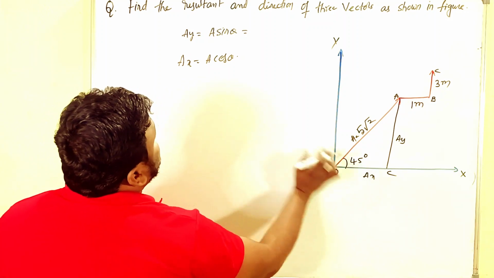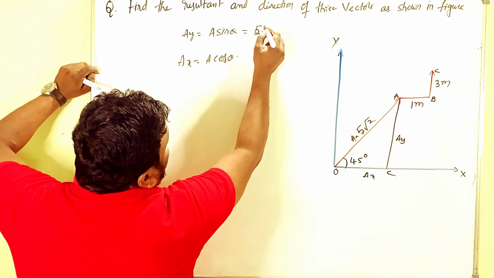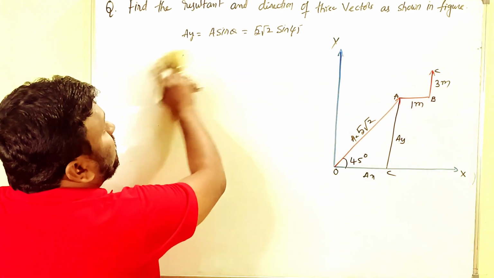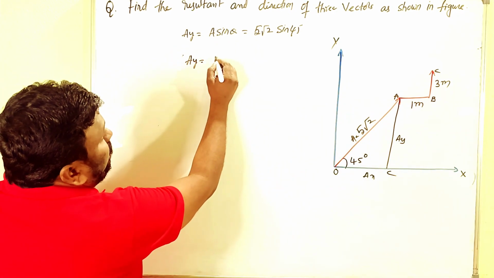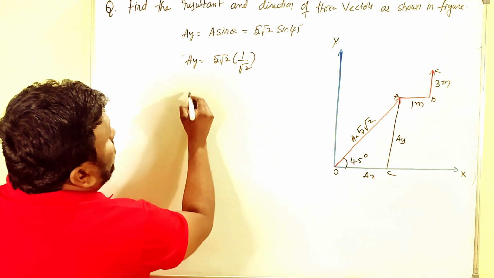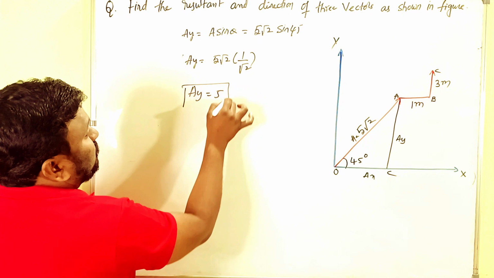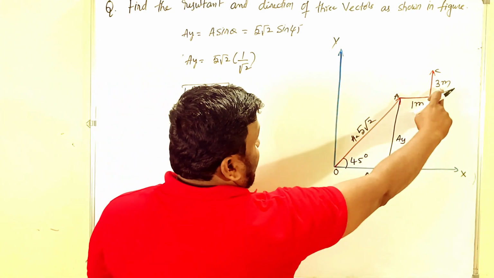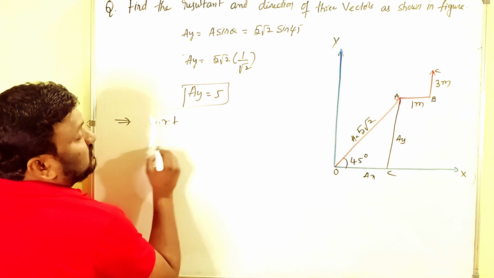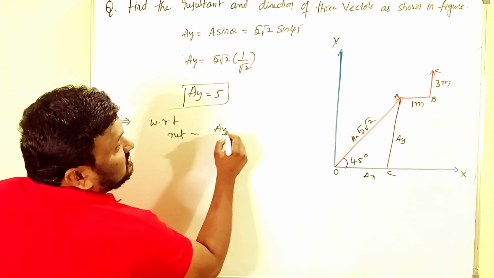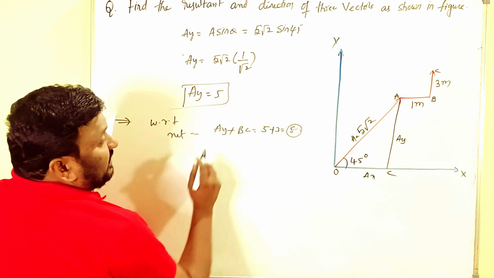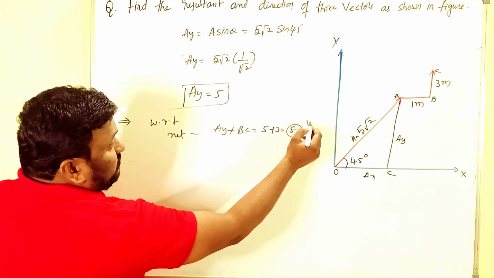What is the angle here? 45 degrees. So the A value is 5√2, and sin 45 degrees is 1/√2. Then AY is equal to 5√2 times 1/√2. Then what do you get? AY is 5, √2 cancels. After that, 3 meters is in the vertical direction. So with respect to the y axis, net is AY plus BC, that is 5 plus 3, that is 8. So in the vertical direction we got 8.